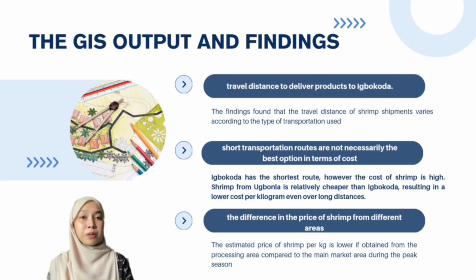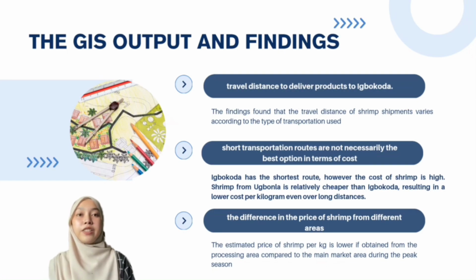However, the road transport is most suitable for transporting shrimp product in the smallest quantity, while water transport is more suitable and efficient for the largest quantity, even with the longer and the slower travel distance. Moreover, short transportation routes are not necessarily the best option in terms of cost. Igbokoda has the shortest route, however, the cost of the shrimp is so high. Shrimps from Ukbonla is relatively cheaper than the Igbokoda, resulting in the lower cost per kilogram even over long distance.